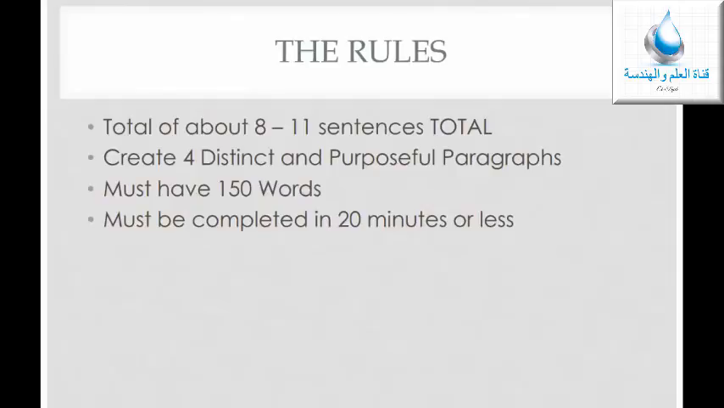Here are the basic rules that I'm going to give you. I need you to do about 8 to 11 sentences, not lines, sentences. Everybody knows what a sentence is. You need to create 4 distinct and purposeful paragraphs. Each paragraph has a purpose, right? You must have 150 words minimum, and it must be completed in 20 minutes or less. Less than 20 minutes, you have to finish it.